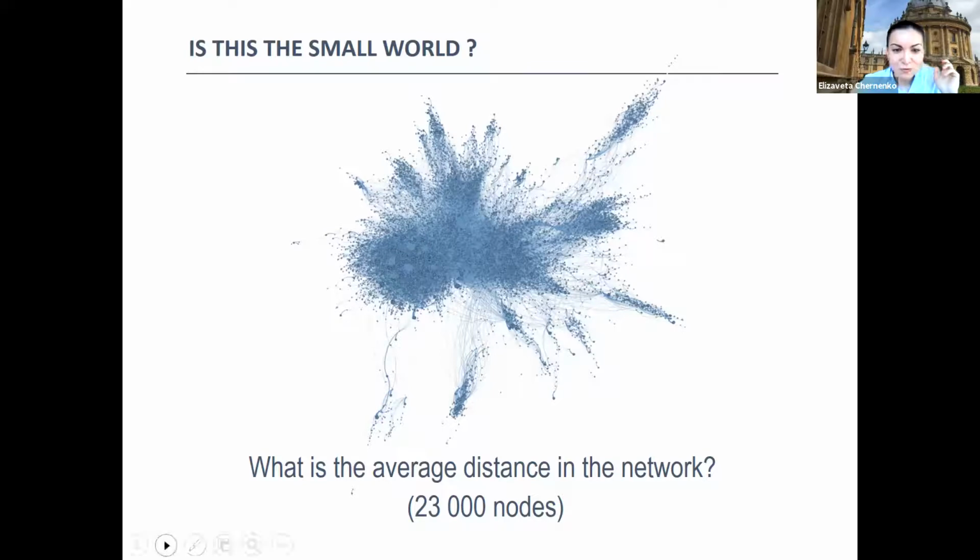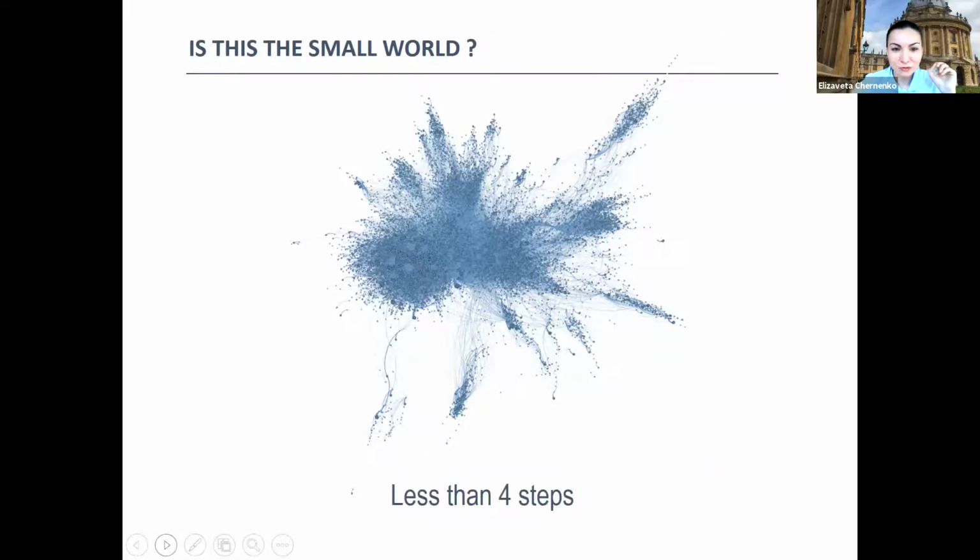This turns out to be a general property of networks. This idea has become popular with the name of six degrees of separation. So in one early study, it was shown that on average, everyone is connected to everyone by six handshakes. This was reproduced in different studies.